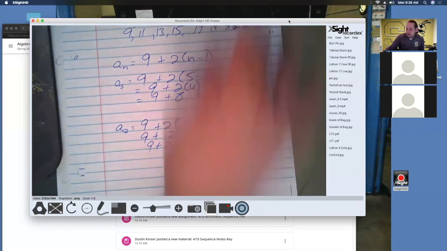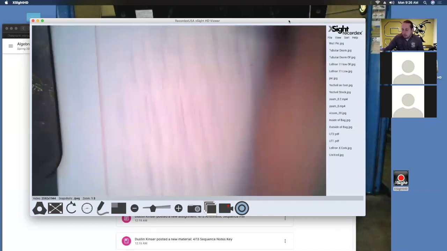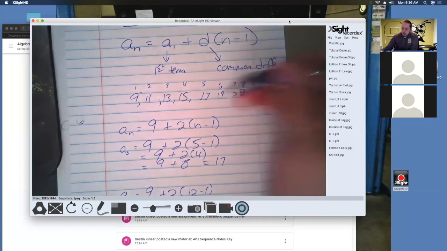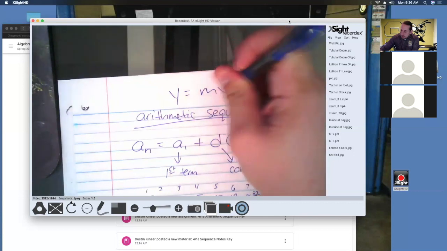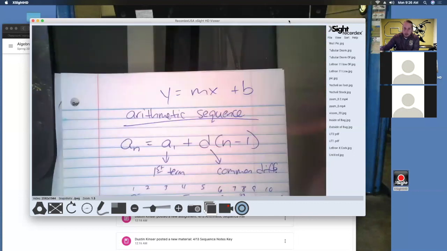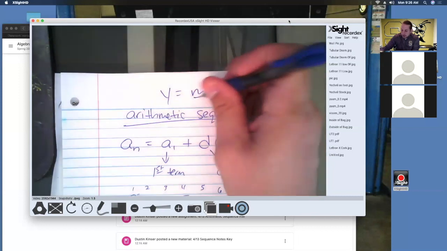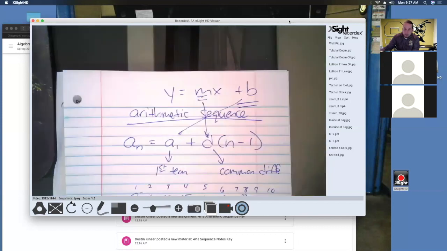And again, this is no different than a linear equation, because that common difference is basically your slope. Okay. So remember when we did slope-intercept form, y equals mx plus b. This was our y-intercept, where the graph started, and then this is your slope. I mean, that's no different. This is the slope, and this is your y-intercept, basically.